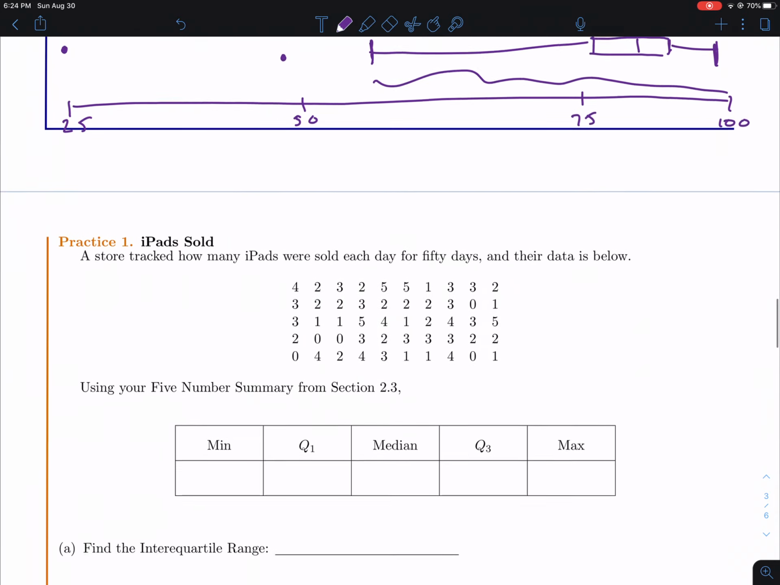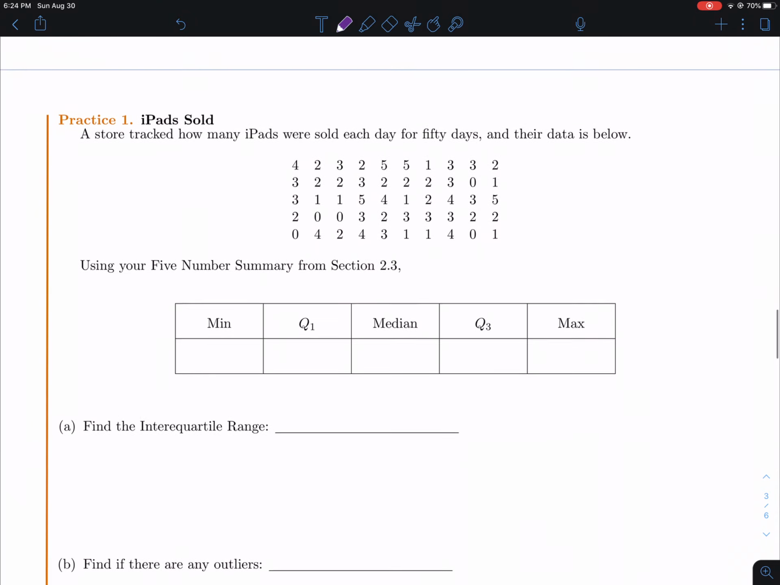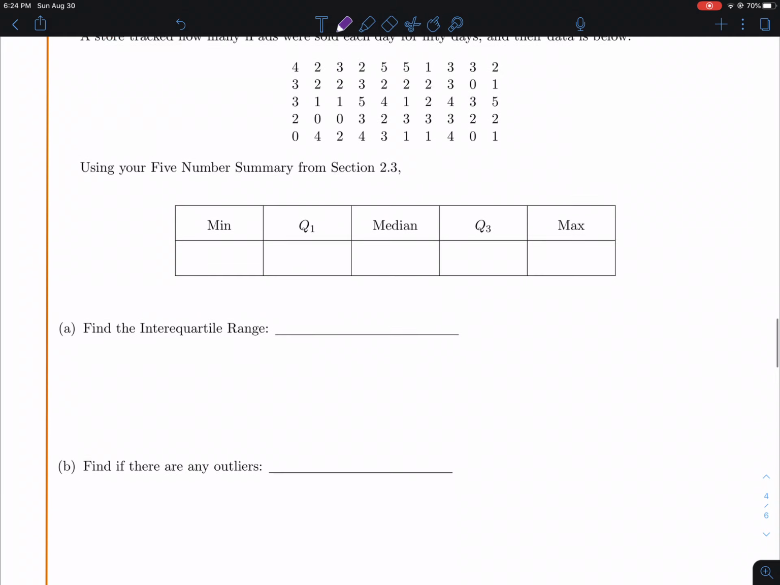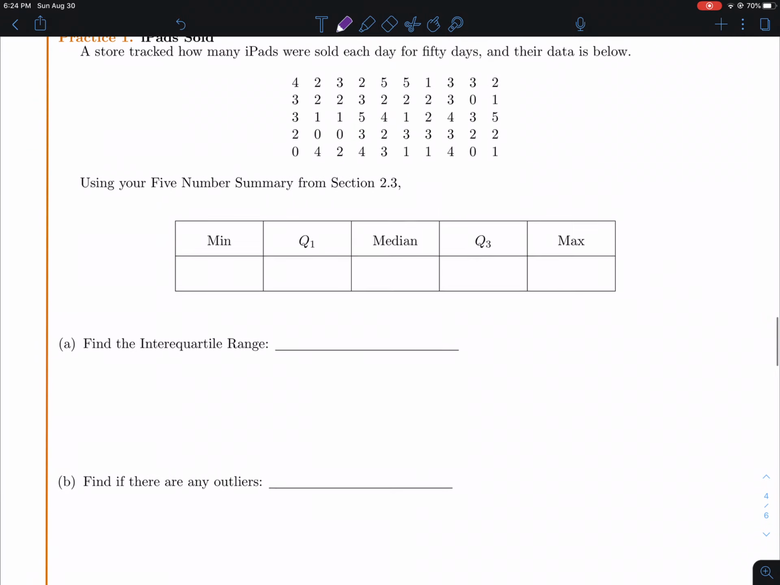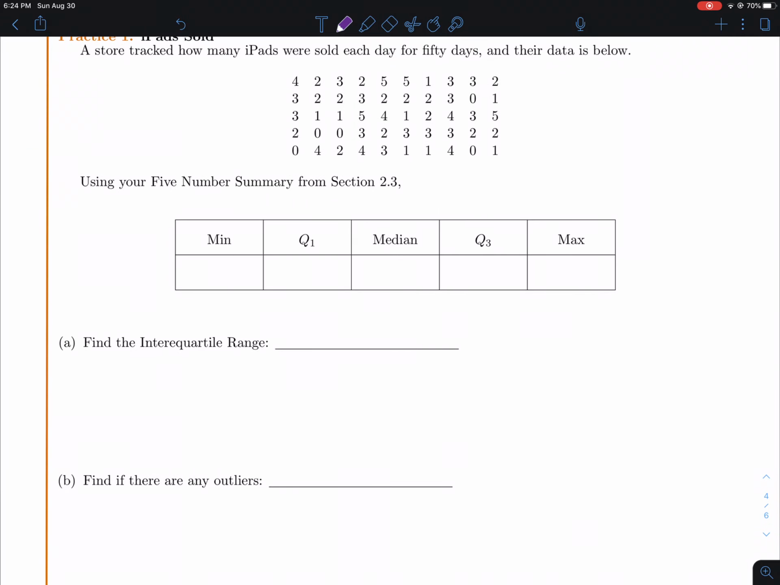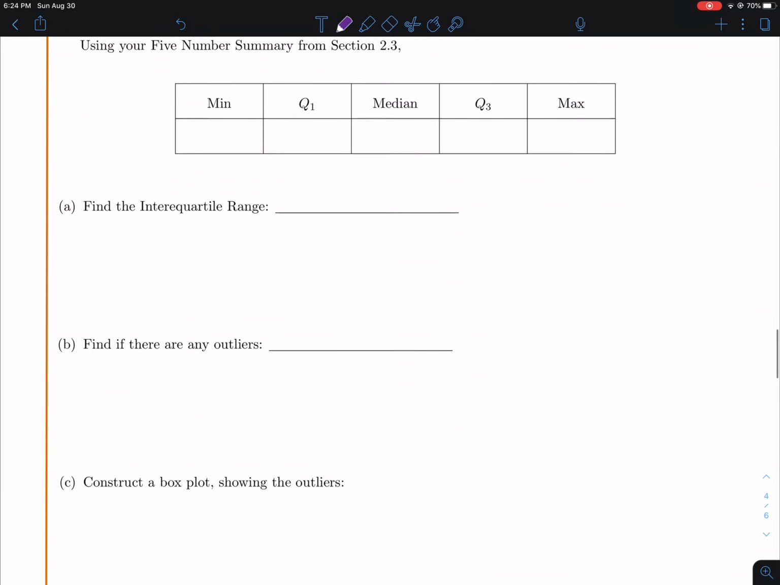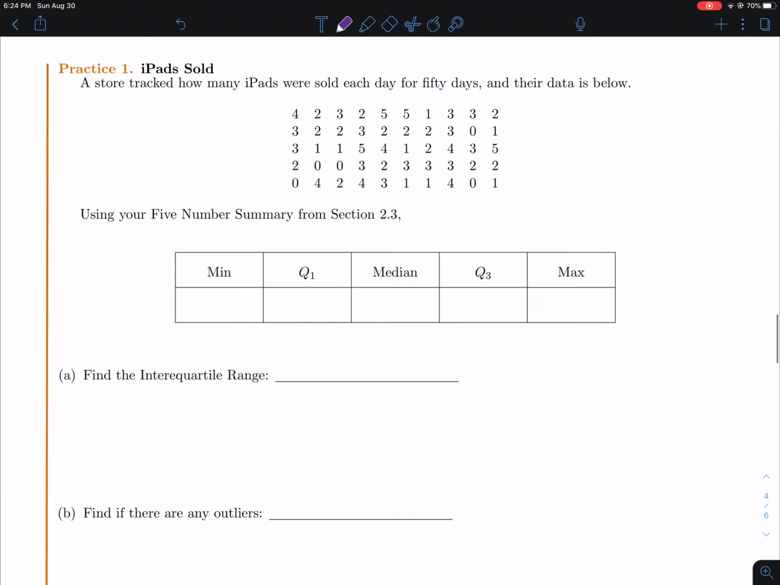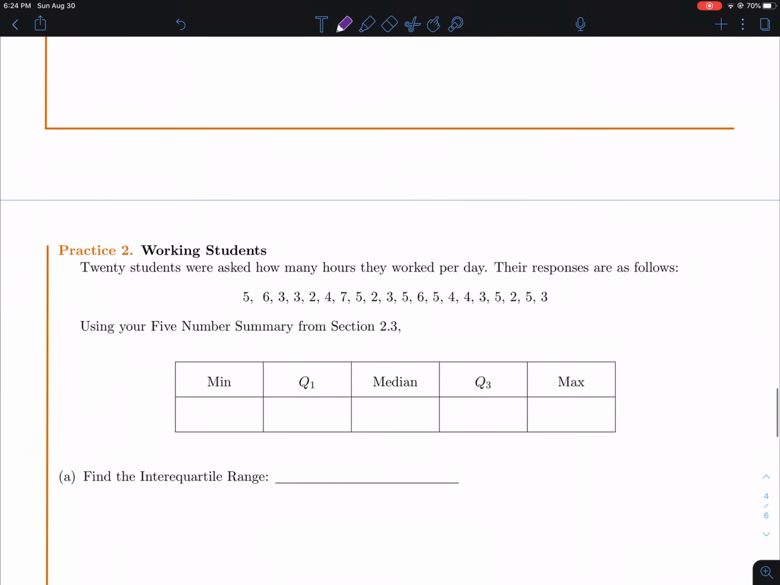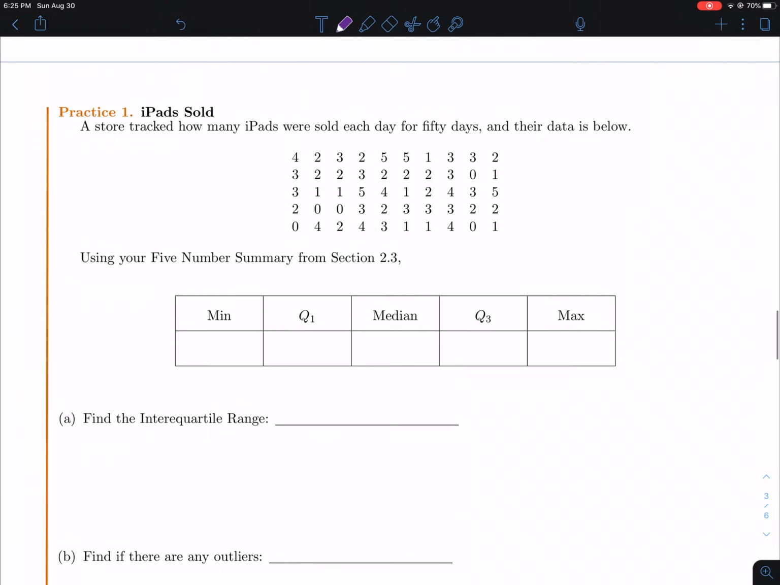So, all right, there's a couple for you guys to practice. Again, I made you find the 5-number summary just for practice. So use the calculator, use Google Sheets, whatever you want to do. Find the interquartile range, find the outliers, construct the box plot. This data should look familiar. This is data we've actually been using in the past, so I've been trying to keep the data similar for you guys.